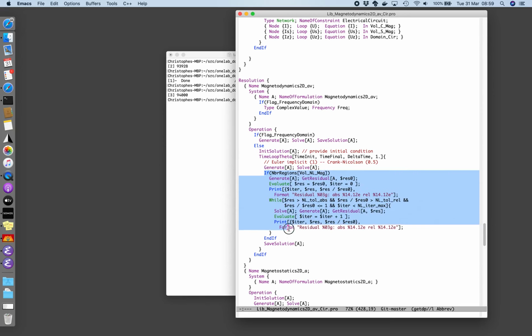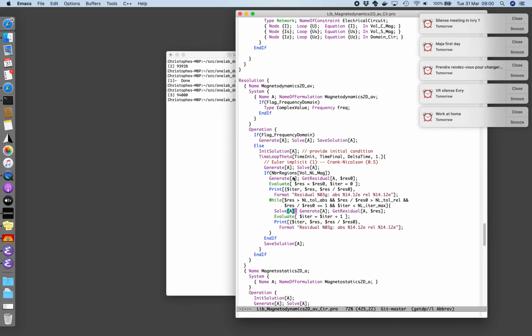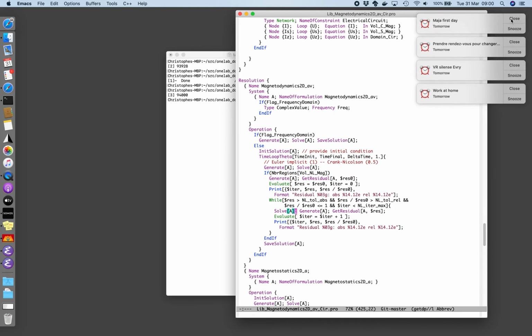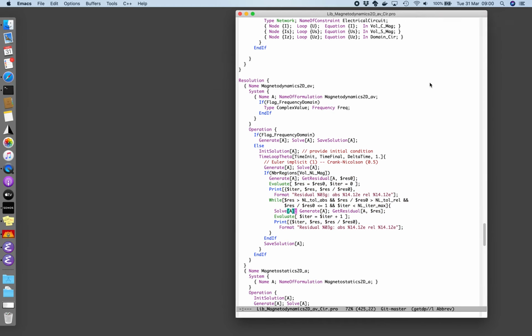If the problem was nonlinear, we'll talk about this in a future lecture. Actually, you will need to iterate. You need to iterate, and the iteration here can be done in two different ways. You can do either a Picard iteration or a Newton-Raphson iteration. We'll cover this in an upcoming lecture.